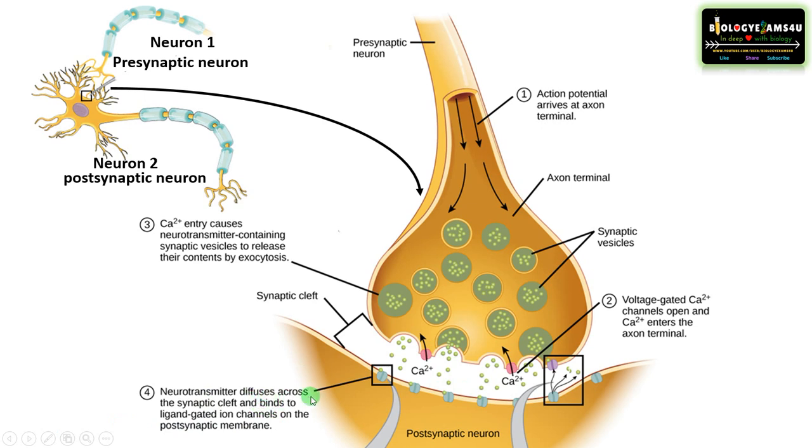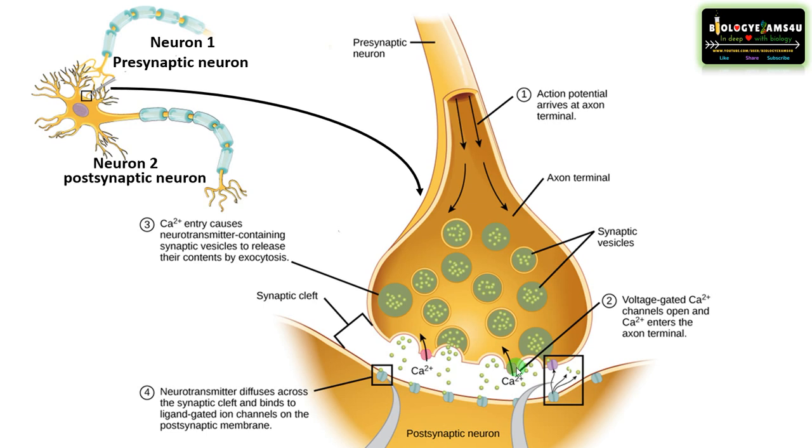Then these neurotransmitters diffuse across the synaptic cleft and bind to ligand-gated ion channels located on the postsynaptic membrane. This ligand-gated channel opens, allowing the movement of charged particles across the membrane into the postsynaptic neuron, and this creates an electrical change in the cell body or soma of the postsynaptic neuron. That is called the action potential, and the process repeats again. So this is how the neurons communicate.